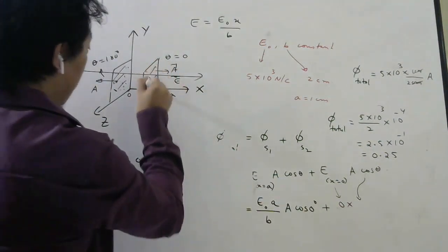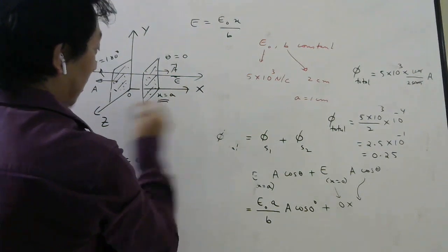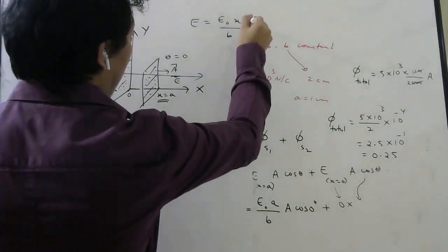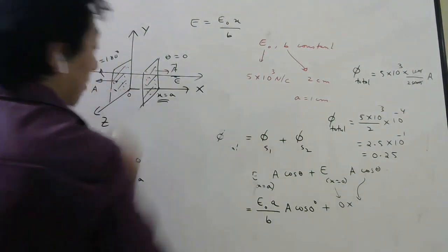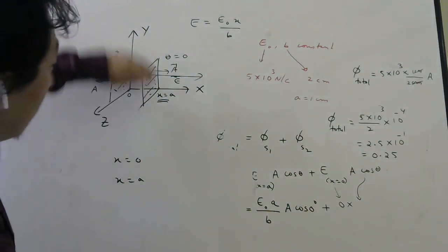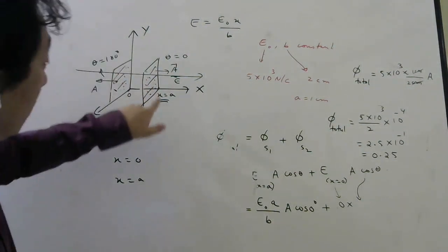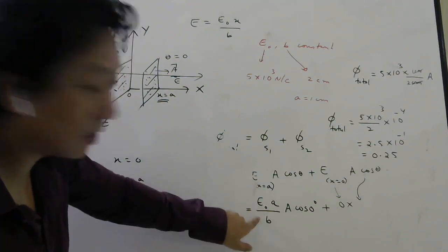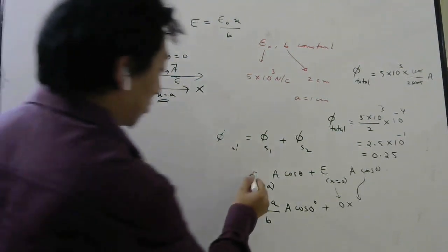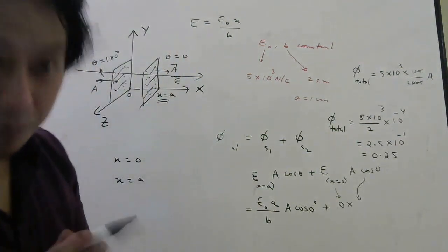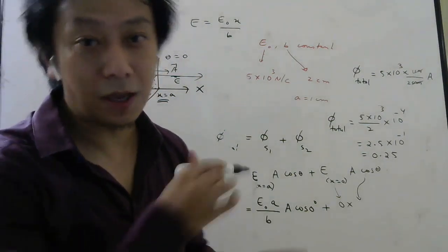But here for every point, what is x? X is A. So just put x equals A, you will get the electric field for this surface. Electric field for this surface you will get by putting x equals to A. That is what I have done here. So the formula for flux is, students, EA cos theta. But you have to see which E to use according to the question.